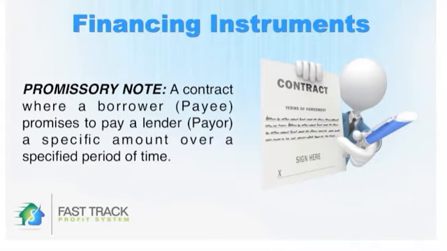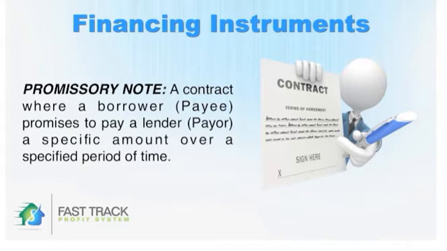In its simplest form, a promissory note is a contract where a borrower, otherwise known as the payee, promises to pay a lender, otherwise known as the payor, a specific amount over a specified period of time. A promissory note is signed in conjunction with a mortgage or a deed of trust.